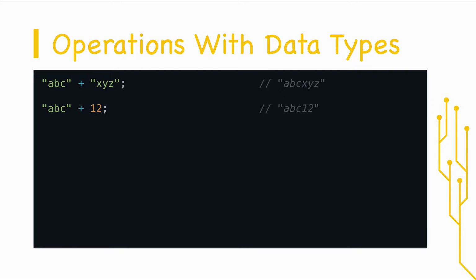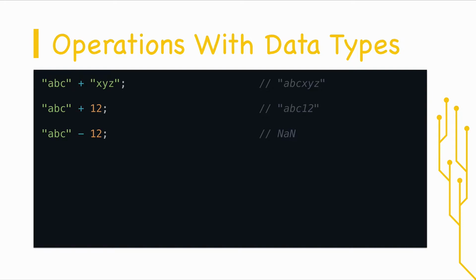If you're adding a number to a string or a string to a number, then the number will be converted automatically into a string. And while that's very helpful, remember that JavaScript is known for sometimes doing some weird data type conversions automatically that might mess up your code. So be careful with that.